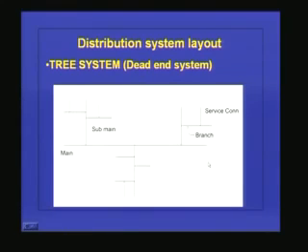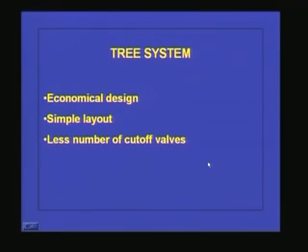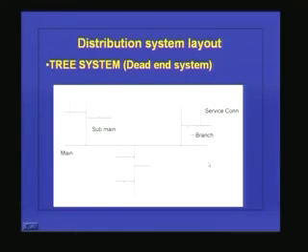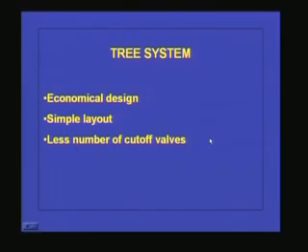Let's see what are the advantages and disadvantages of a tree system. A tree system is very economical to design. That is because the size of the pipes keeps getting reduced as I go to the downstream side, because only the main will have to carry all the water and the end of the system doesn't have to carry much water. So it is very economical to design. Then it always leads to a simple layout. You just follow the roads and things like that, a very simple layout.